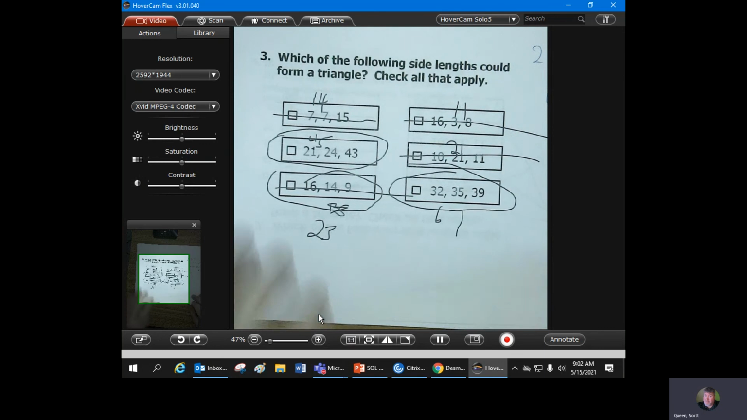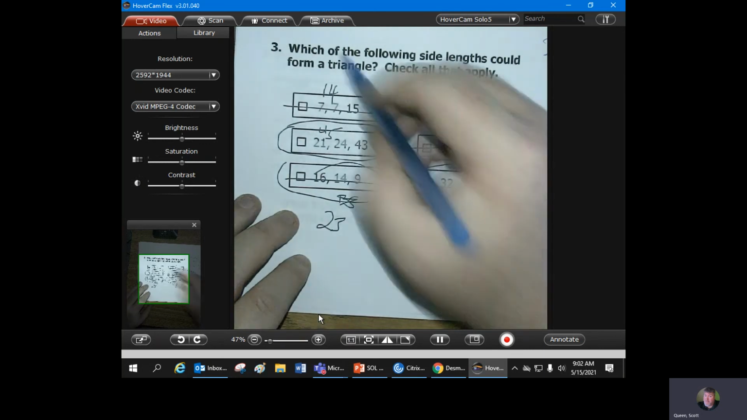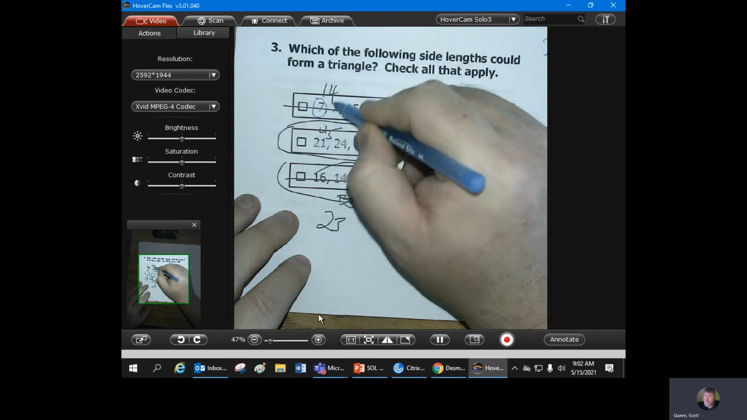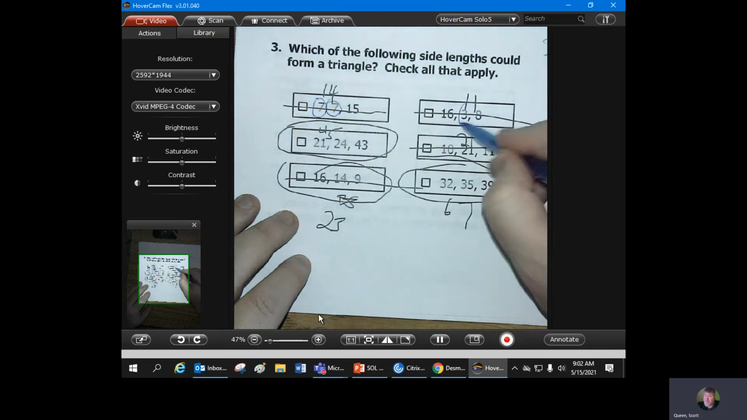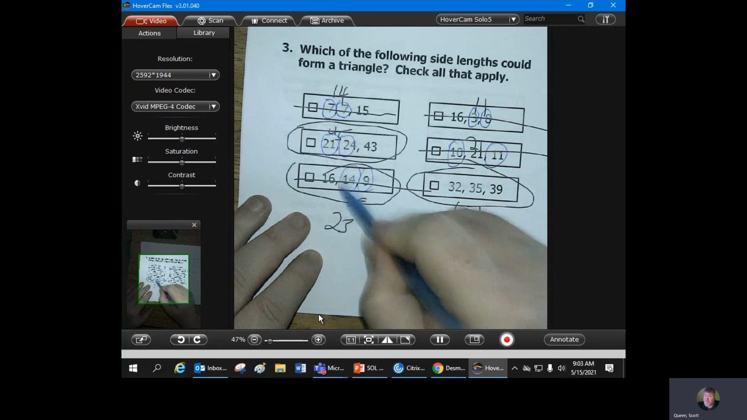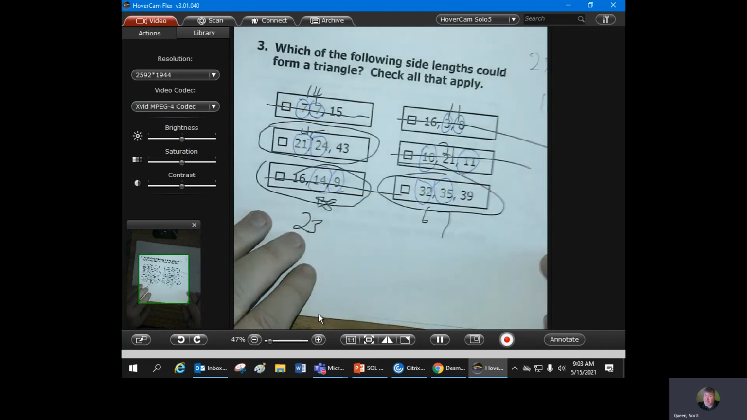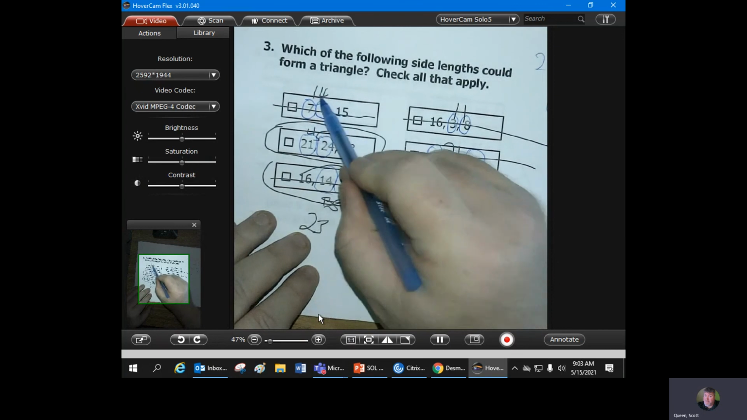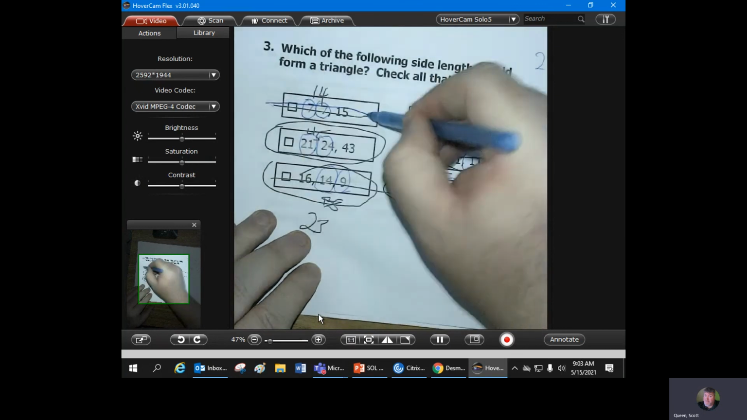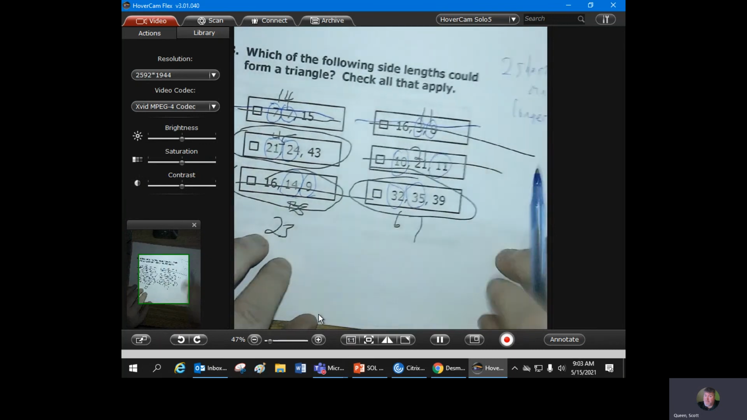So anyway, even though this is all marked up, folks, this is the way I do mine. The first thing I do is circle or highlight my two shortest sides in each one of these. 3 and 8, 21 and 24, 10 and 11, 9 and 14, 32 and 35. Then I'm going to add them up real quick. 7 and 7 is 14. That's not bigger than 15. Can't be a triangle. 3 and 8 is 11. Shorter than 16. Can't be a triangle.